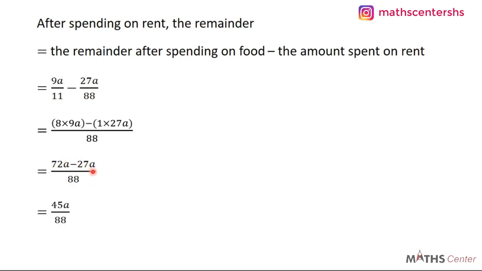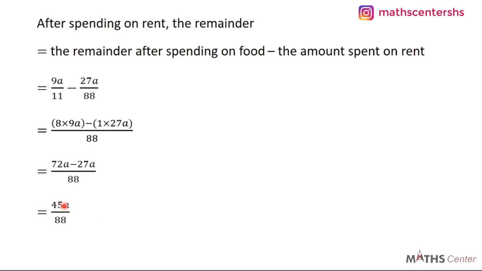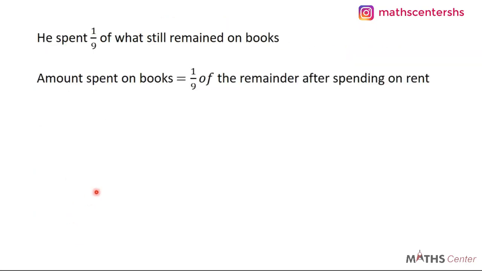72a minus 27a will give us 45a over 88. So after spending on rent, the amount that he has on him, the remainder before he goes on to his next expenditure, is 45a over 88. Then the question told us that he spent 1 over 9 of this amount. The amount we are referring to here is 45a over 88. He spent 1 over 9 of that on books.